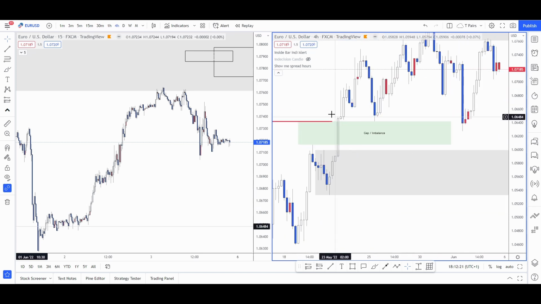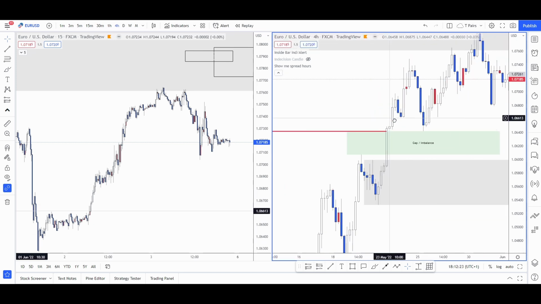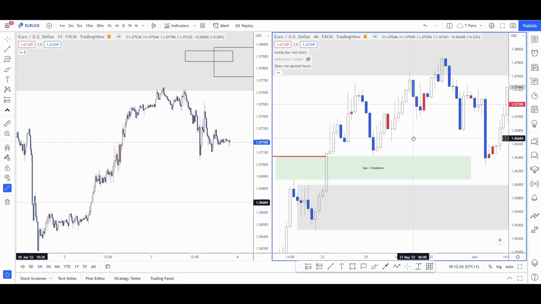So let's just drag that over. I hate how TradingView does that. It's a bit frustrating.